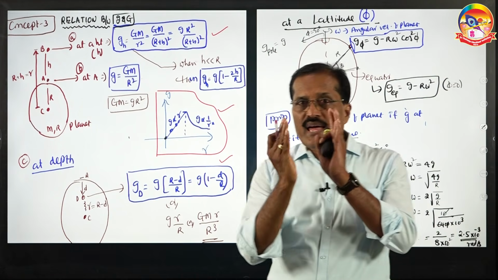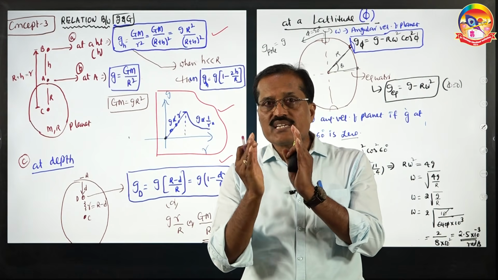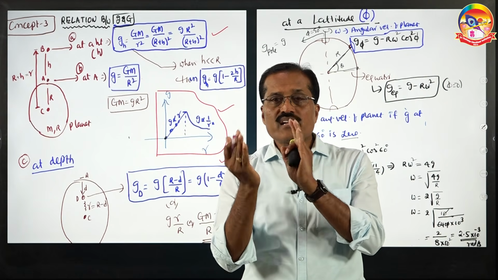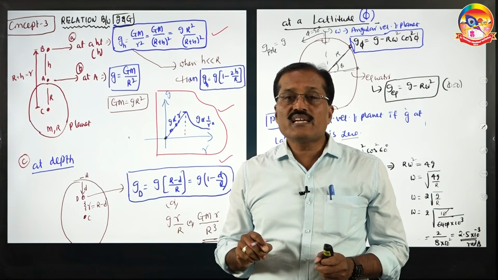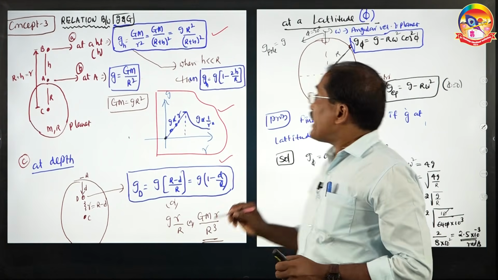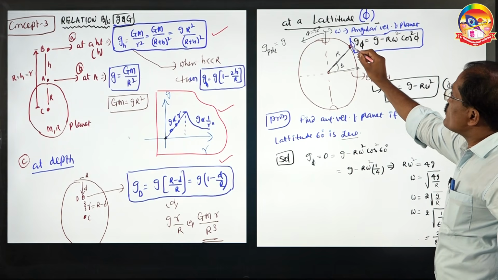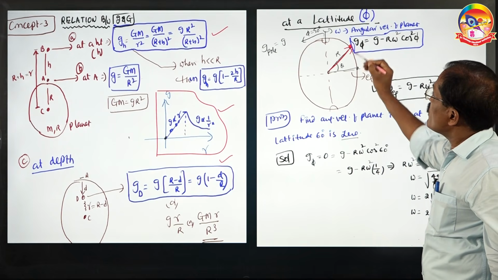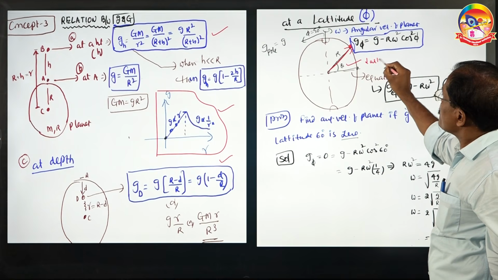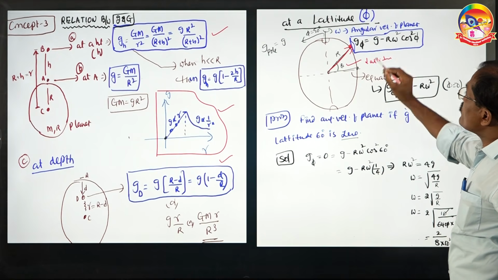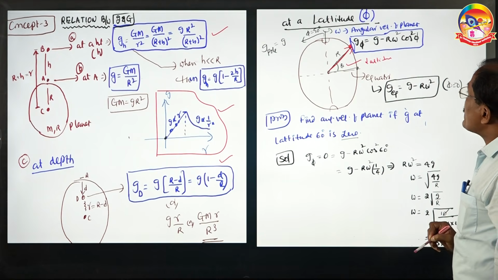Because our planets are revolving, because of the rotation, let us take the angular velocity equal to omega. At a given latitude, due to the angular velocity, there will be a variation of g. What is the g at a given latitude? This is called the latitude here, and at a given latitude, g is equal to g minus r omega square cos square phi.